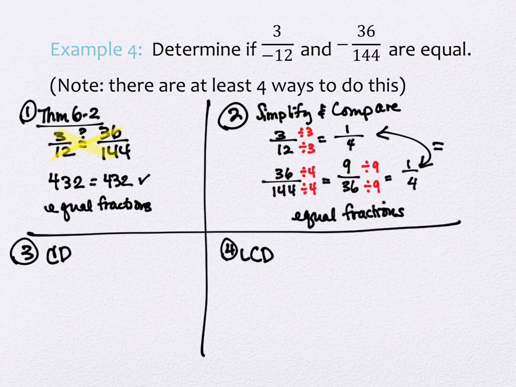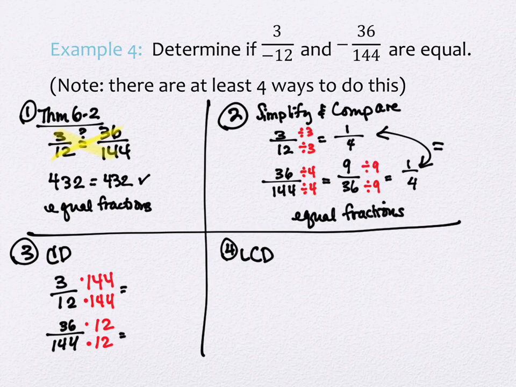So if you're trying to do this with a common denominator, what you're trying to do is get the denominators to match. And the simplest way to get denominators to match, the most straightforward way, is to multiply the denominators by one another. In other words, we're going to multiply 12 by 144, top and bottom. And we're going to multiply the 144 by 12 on the top and the bottom.